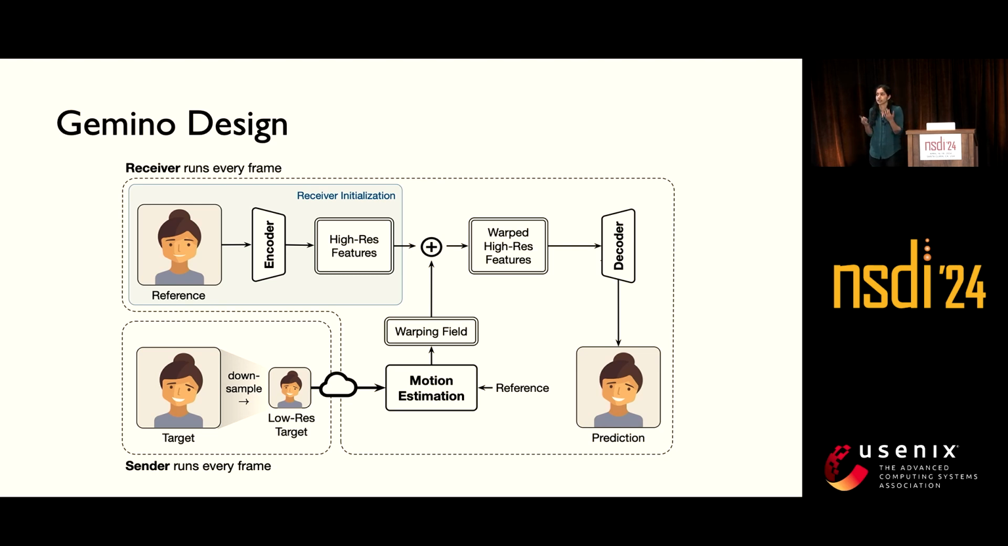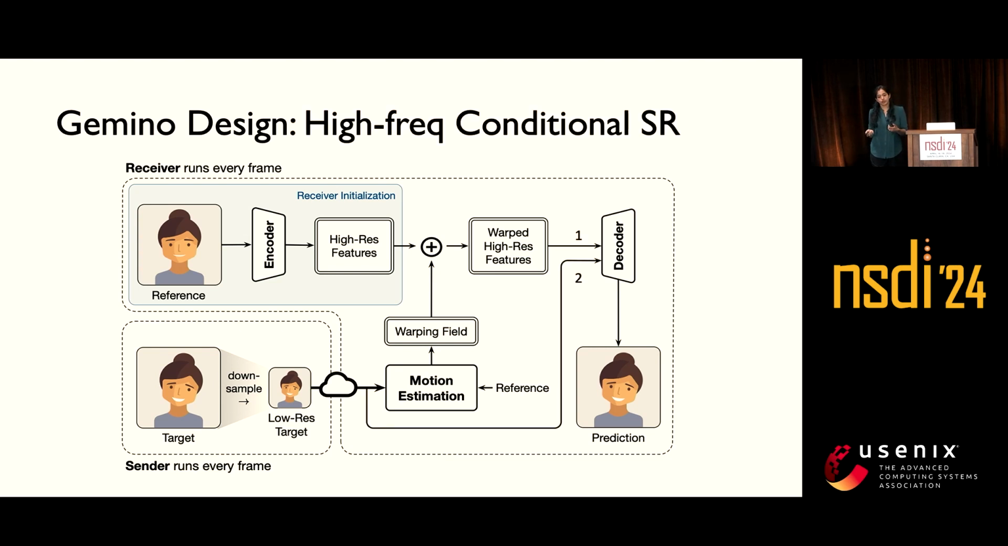So you can think of this as if the reference is facing the right and the target is facing the left, the warping field tells the model to rotate all the features towards the left. So this gives you a sequence of high-resolution features to decode to produce the prediction. But in addition to this, we also add features directly coming from the low-resolution target in the decoding pipeline. So what results is a design with two pathways.